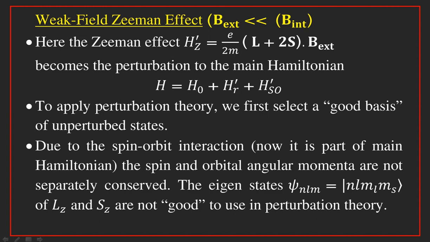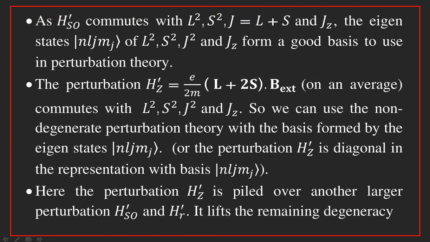these eigenstates psi nlm are not eigenstates of H' of SO, the spin orbit coupling, because it will not commute with Lz or Sz. Therefore, these are not good. If we take these states for the treatment of perturbation theory, then we will have to proceed through degenerate perturbation theory, and we will take a matrix that has to be diagonalized first. So it becomes very complex. So we will take another basis vector.